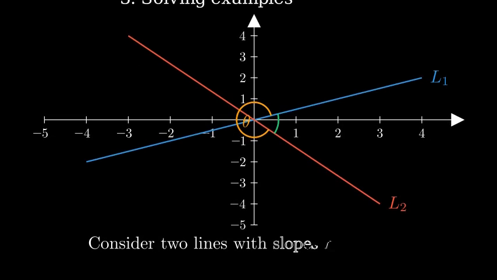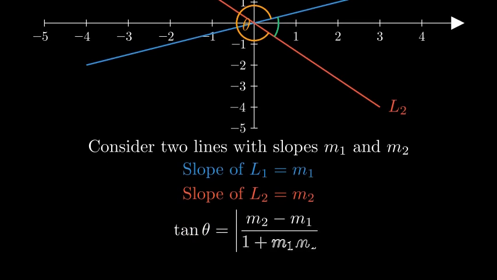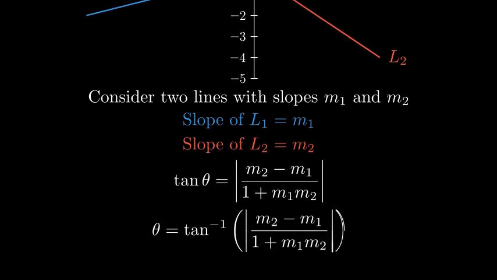Now, let's consider two lines with slopes m1 and m2. The tangent of the angle between these lines can be calculated using the formula. Tangent of theta equals the absolute value of (m2 minus m1) divided by (1 plus m1 times m2). This formula gives us the tangent of the angle. To find the actual angle in degrees, we take the inverse tangent or arctangent of this value.